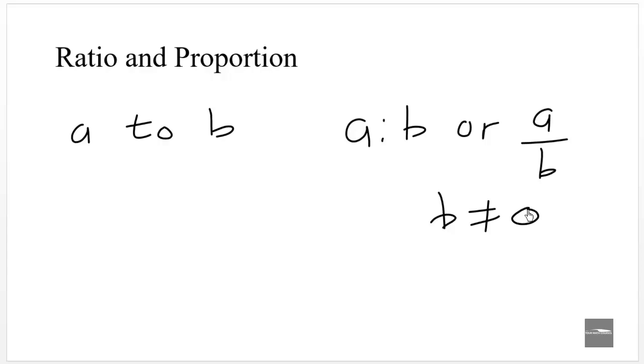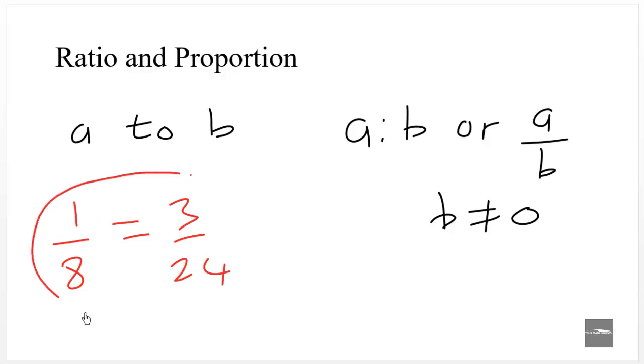So when we have ratios that name the same comparison, they are said to be equivalent ratios. And when we have a statement that two ratios are equivalent, such as 1 over 8 is equal to 3 over 24, then we call this a proportion. So this is a proportion.